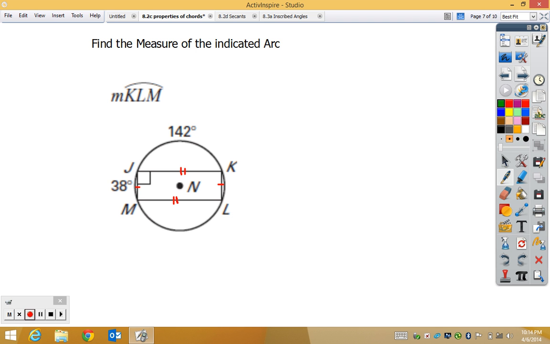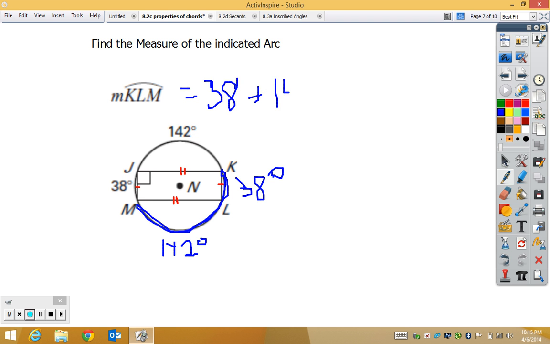Now we want to find the measure of arc KLM, so this distance here. And we have congruent chords here, JK and ML, so we know that this part of it is 142 degrees. And again, we have congruent chords KL and JM, so we know this is 38 degrees. To find the total measure of the arc, we add those two together. 38 plus 142. We find that equals 180 degrees.